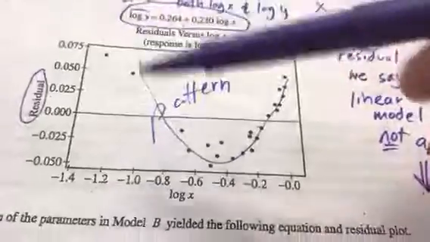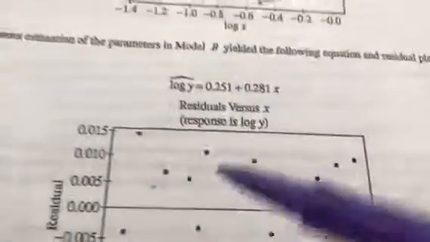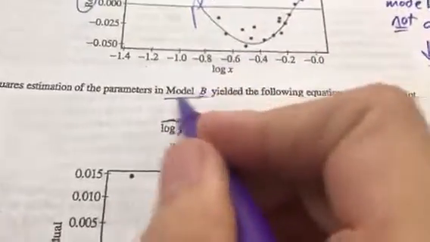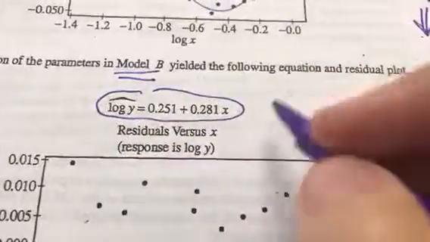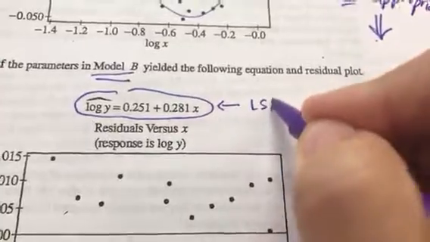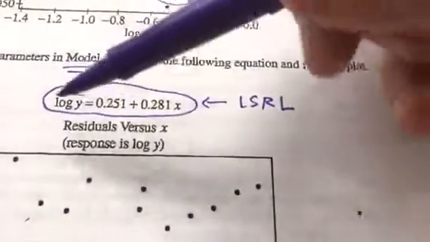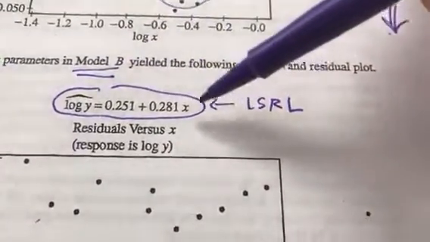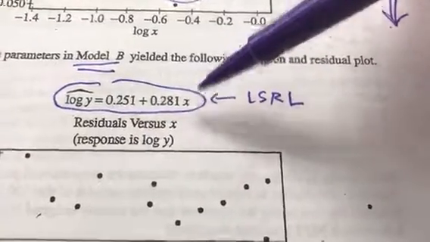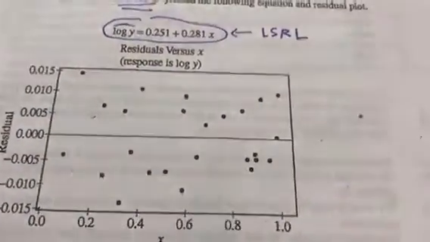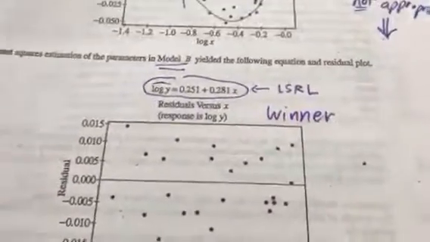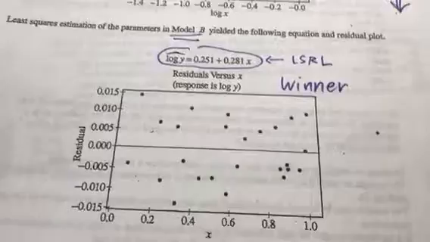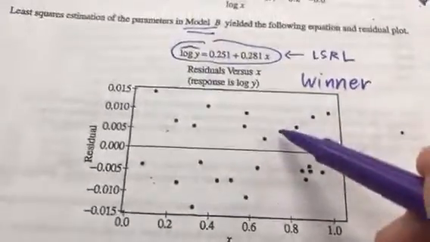So they didn't give up. They kept going, and it looks like third time's a charm. In model B, they went ahead and created the formula for their least squares regression line as log y and x, and it looks like they did not get a pattern. So we have a winner. What can we say about that? We can say, because there is no pattern, that this model would be appropriate.